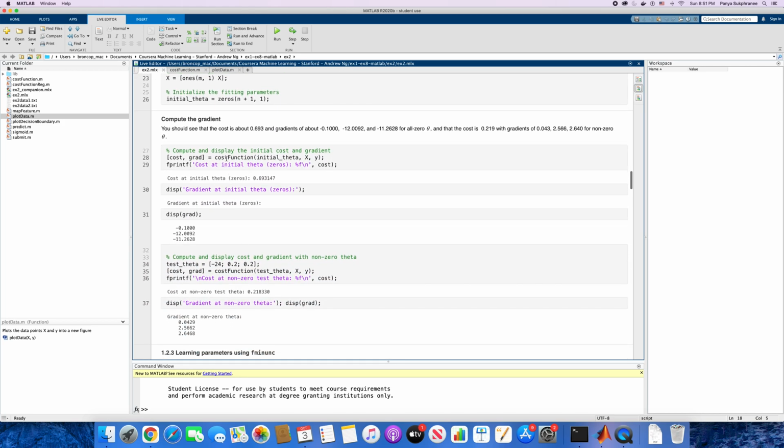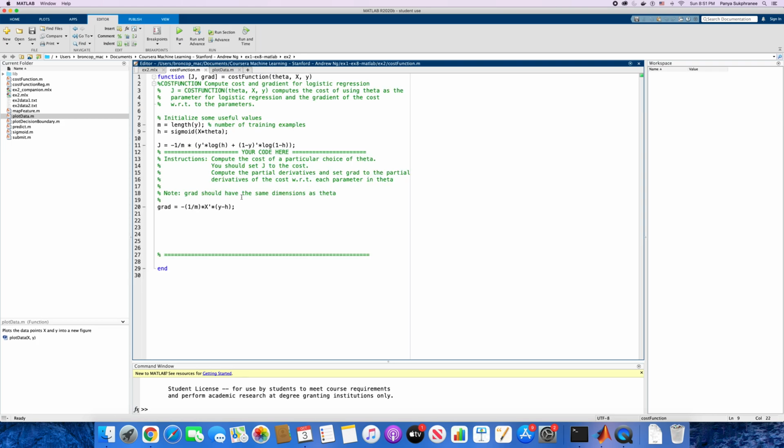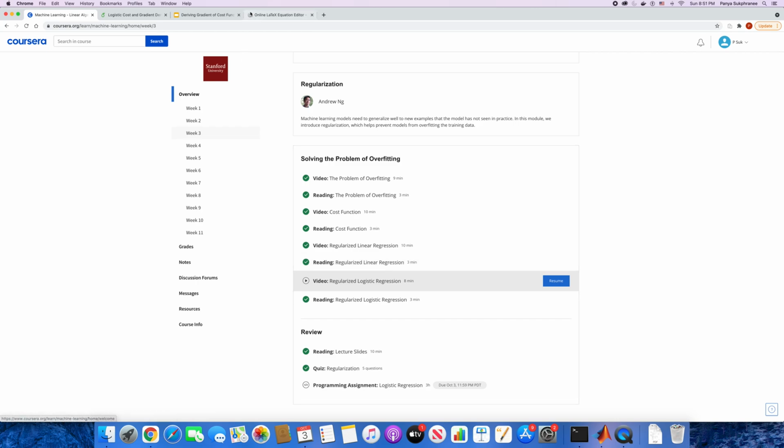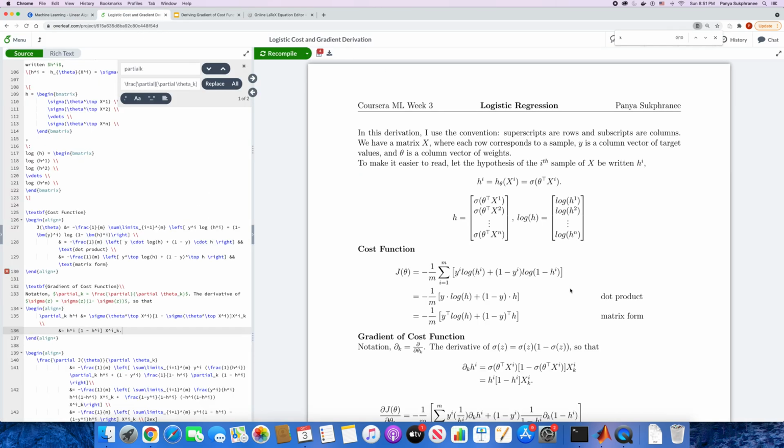In this video, I'm going to be going over the cost function and how to derive that. At the end of everything, we only have 2 lines of code, but the derivation is multiple lines. I LaTeX it here on my Overleaf.